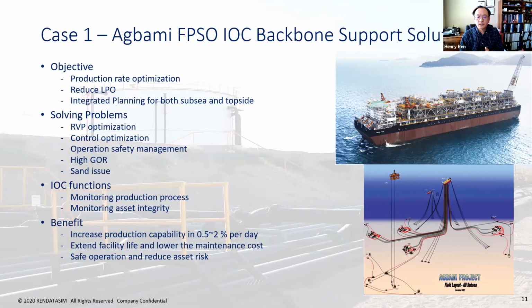RVP is the Reid vapor pressure, one of the indexes for crude quality. It is monitored in real time, and there is no direct measurement. If you send a sample to the lab, it's too late, so we use a simulator to monitor it, okay? And control optimization, because it's dynamic. Sometimes you have more gas, sometimes more water.